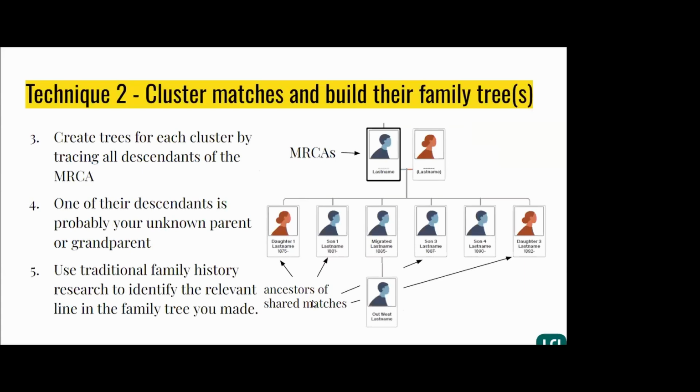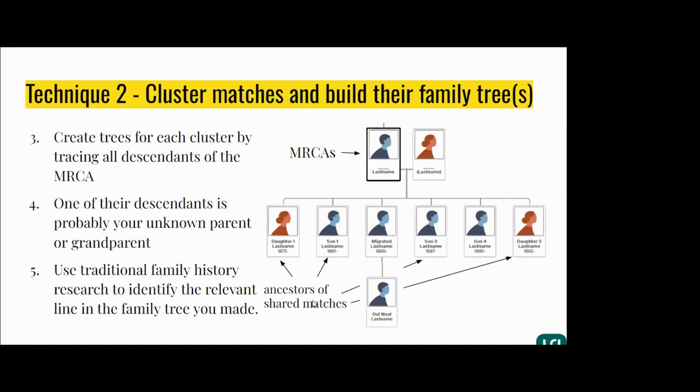Because one of their descendants, as I've mentioned, is probably going to be the person that you're looking for. So once you get to this stage, once again, you've built that tree down, the DNA work is done. And now it's back to traditional genealogy and searching records to build a complete and accurate tree.